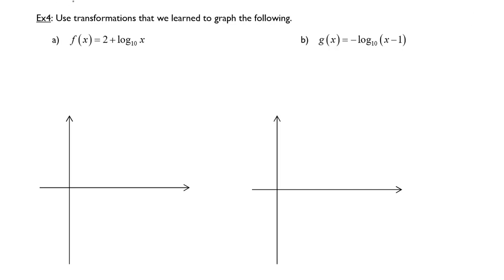Now remember that if you add a number or subtract a number from a function on the outside, not the inside, but the outside, then that will either shift your function up or down. So since 2 is a positive number, it will shift the function up 2 units.